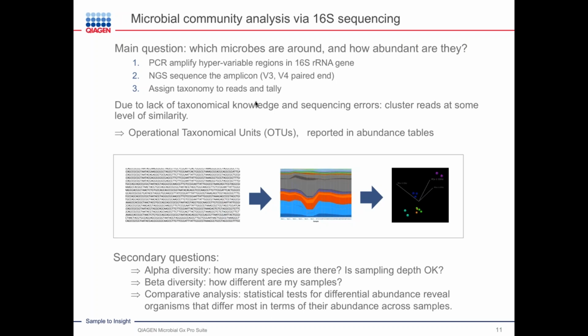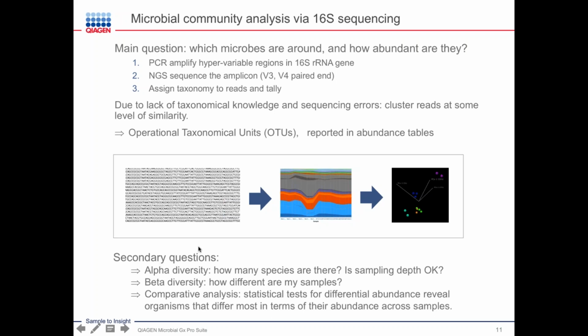Due to a lack of taxonomical knowledge and sequencing errors, we cluster reads at some level of similarity. So essentially, the reads are clustered based on similarity, and the assumption is made that reads that are fairly similar represent a quasi-species. Bioinformaticians often refer to operational taxonomic units for quasi-species. These operational taxonomic units, or OTUs, can then be reported in abundance tables.